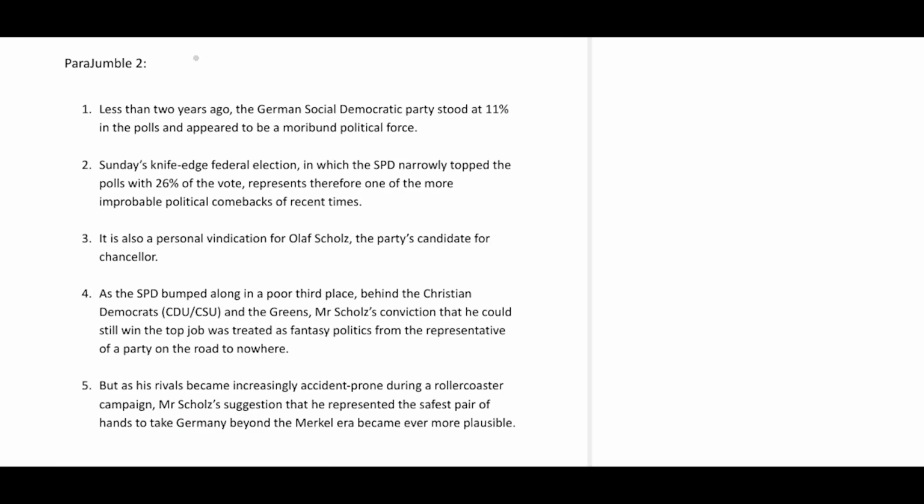This is about the recently concluded German elections. I'll just write this here. So again, I'll give you guys a 10-second pause so that you can comfortably pause this video, go through the ParaJumble, try solving it on your own, and then compare your solution with mine. So let's try to solve this.